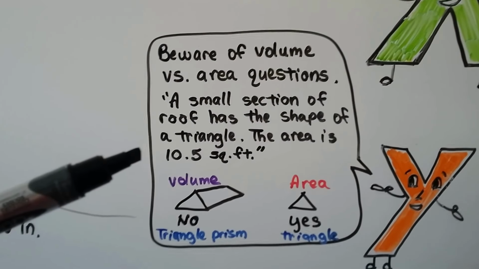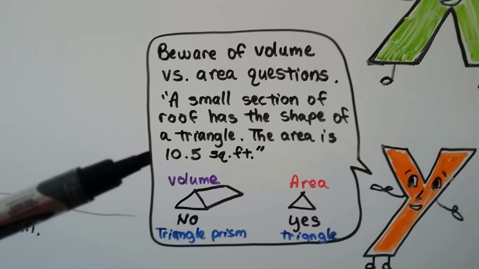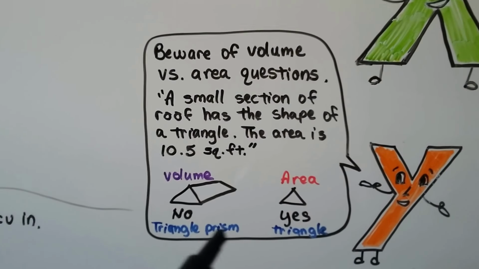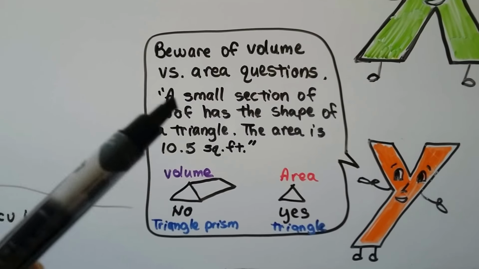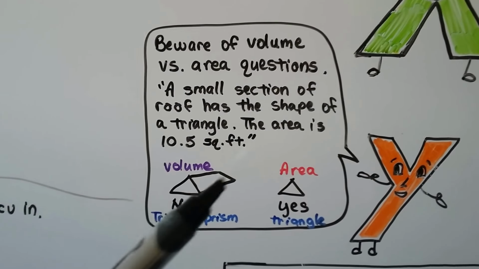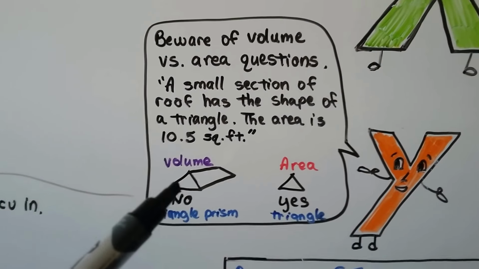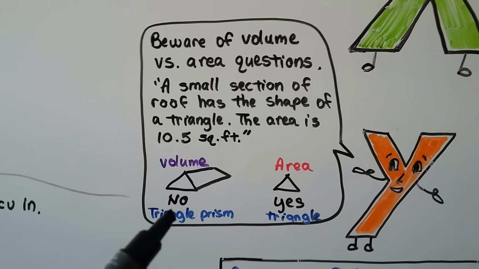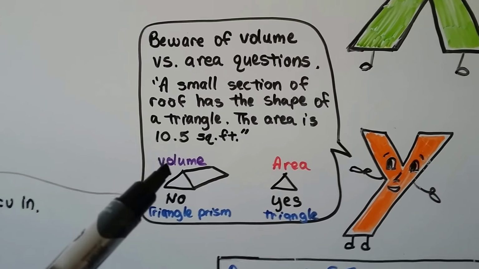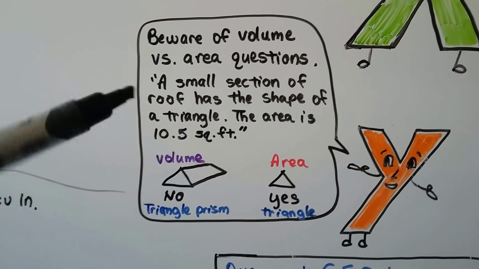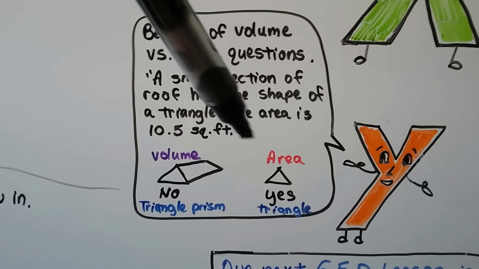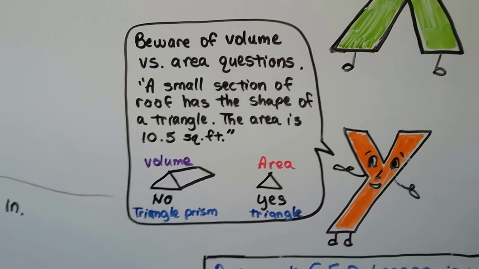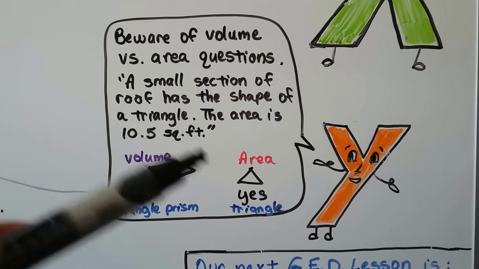It says a small section of roof has the shape of a triangle and the area is 10.5 square feet. So they're not talking about a triangle prism. When you see small section of a roof in the shape of a triangle, you might think that it's like this because it's like the roof of a house, right? No, they're talking about a triangle. They didn't say triangular prism, and they didn't say volume. They said area. The area is 10.5. So they're talking about just a triangle. So don't overthink things and don't make them harder than they are, okay? And beware if it says volume or area.